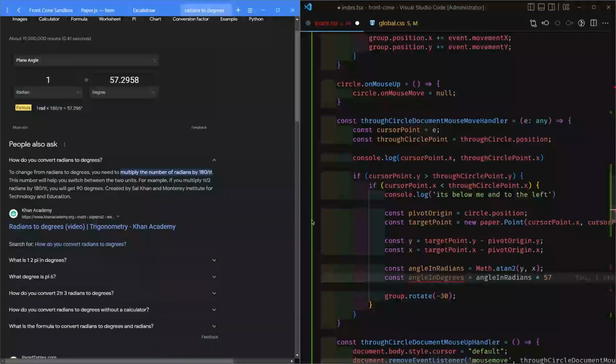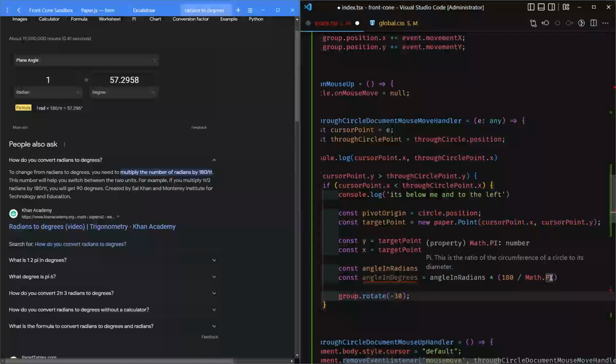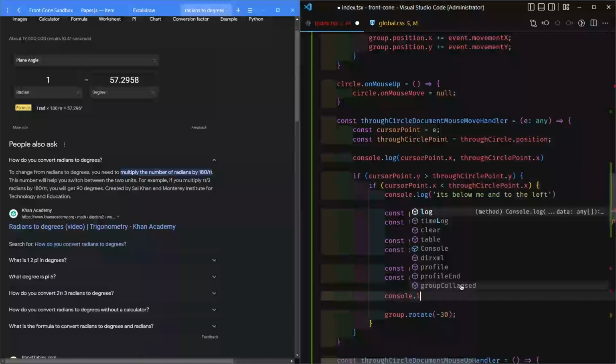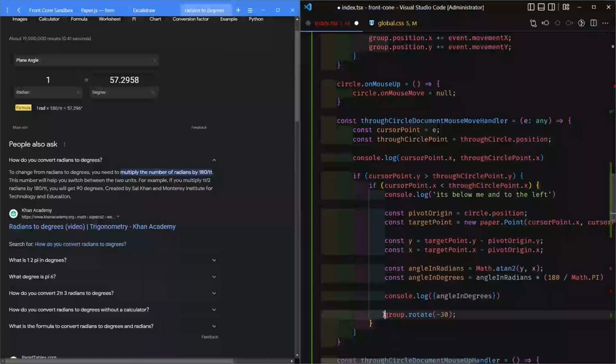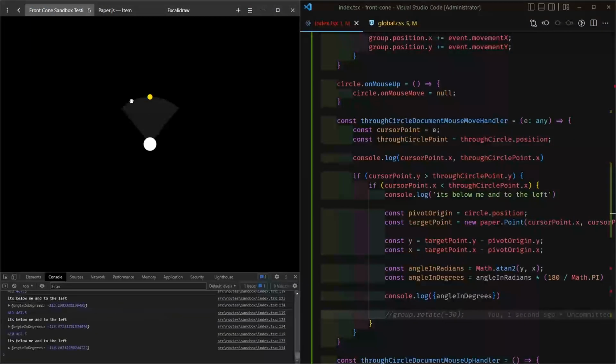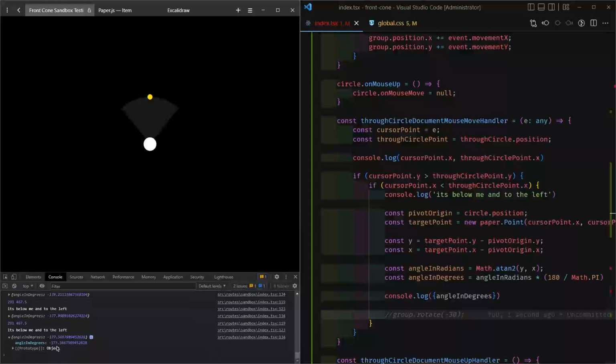180 divided by pi. Okay. And hopefully we have an angle that we can work with. Let's see if this is gonna work. 120. As you see, as we get closer to horizontal, we get close to -180, which would be halfway around the unit circle, which is perfect.